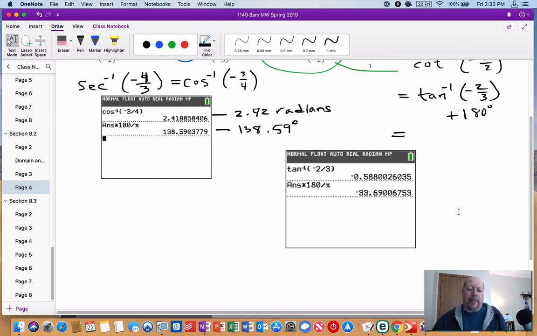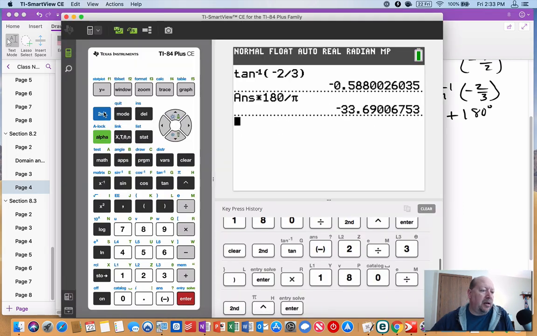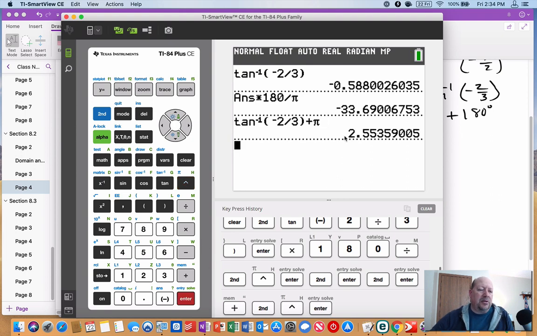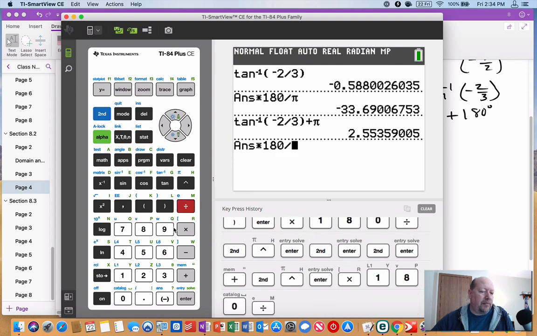All right. Oh, I can't believe I did that. Forgot to add the 180. So let me go back. Go backwards here, and then add onto that pi radians, right? Because I'm in radian mode. So there's my radian answer for the actual correct answer. And then I can convert that to degrees. There we go. That's better.